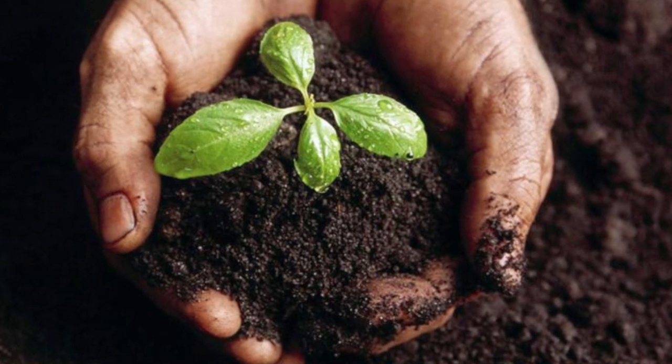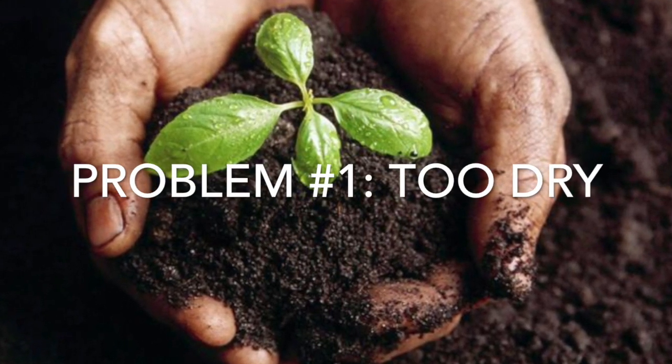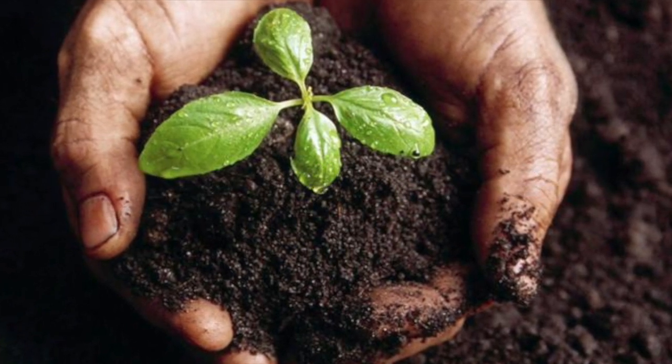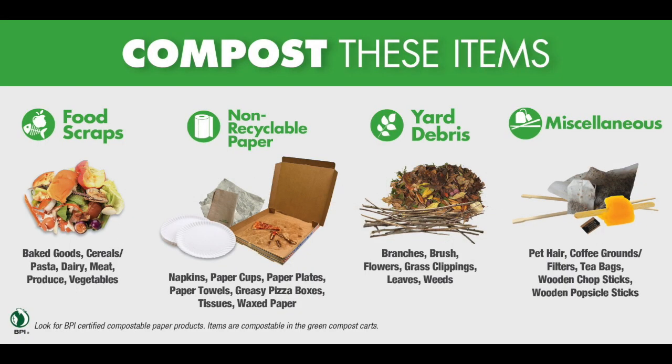So one soil problem is that soil can be too dry. Some soils, such as sandy soils, can be too dry for crops to grow. So the solution for this would be to add compost. This will add both nutrients and increase the water retention capacity of the soil.